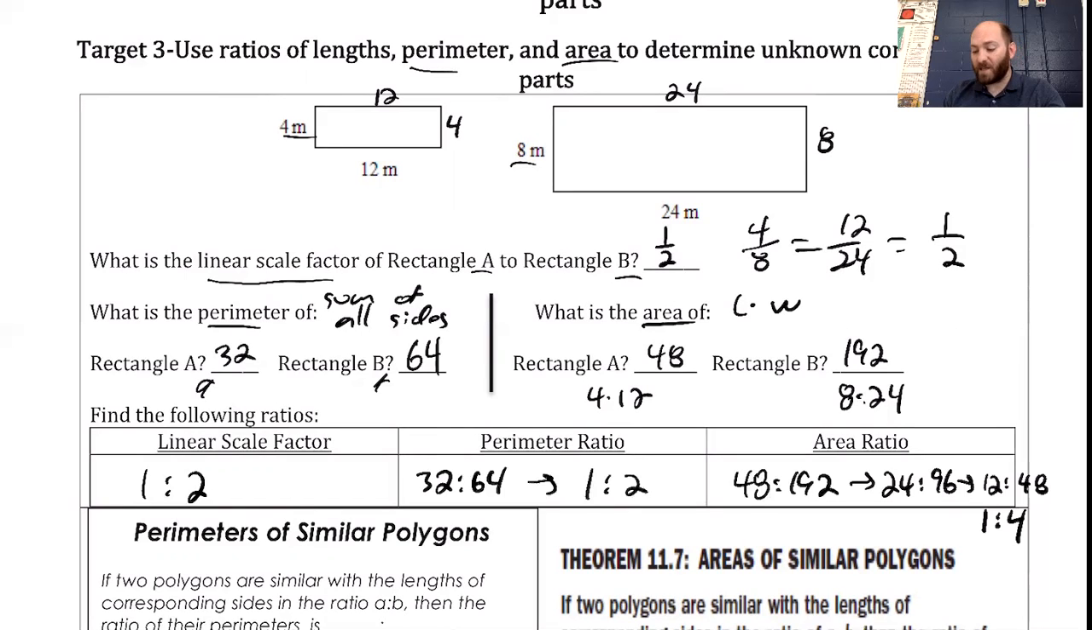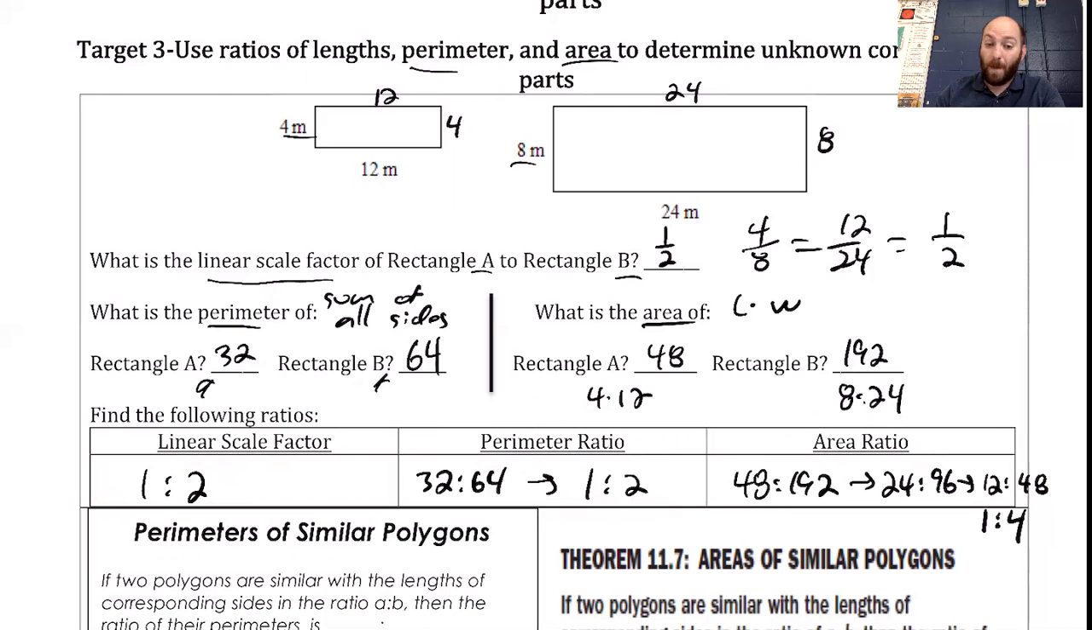So I'm going to pause the video right here. I want you to focus on this. 1 to 2, 1 to 2, 1 to 4. Linear, perimeter, area. What are your observations? I want you to answer both my questions now. What do you think about the comparison of linear scale factor to perimeter scale factor, and linear scale factor to area scale factor or area ratio?